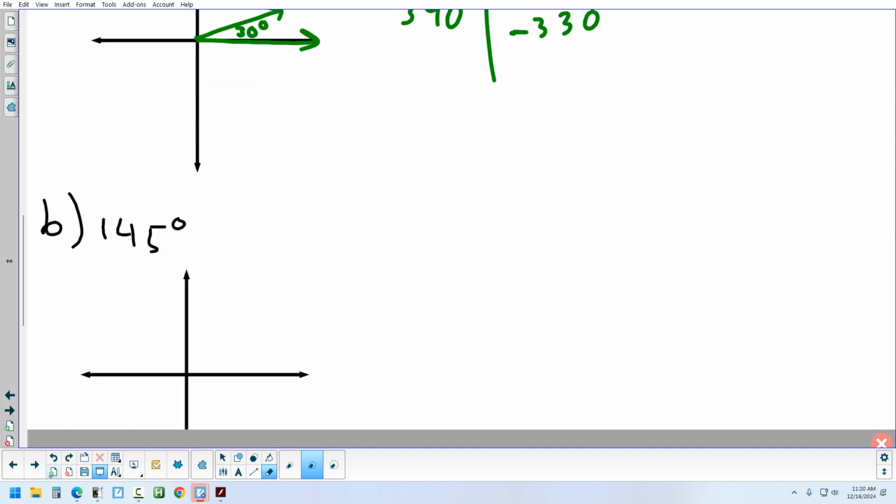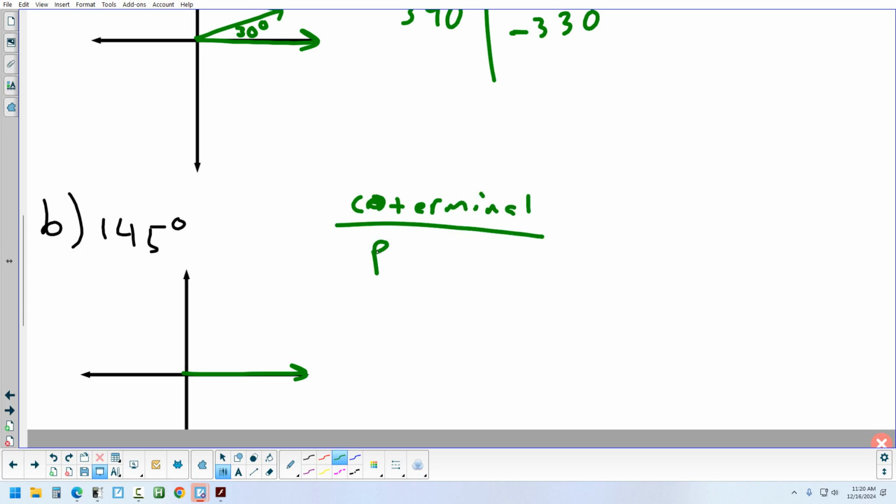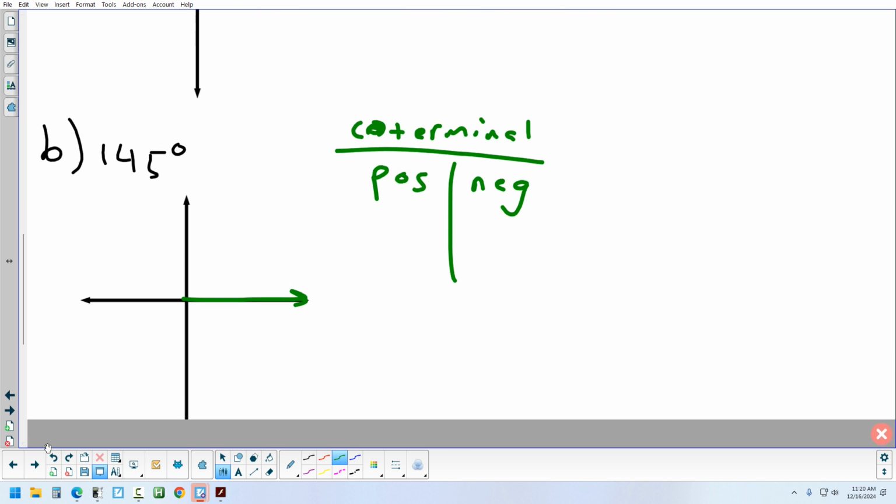Let's try this one, 145. Okay, what quadrant is 145 in? It's quadrant 2. Closer to the y-axis, closer to the x, or right in the middle? Closer to the x. It is closer to the x. 135 is right in the middle. Okay, so it's a little bit past the middle. So that's 145.